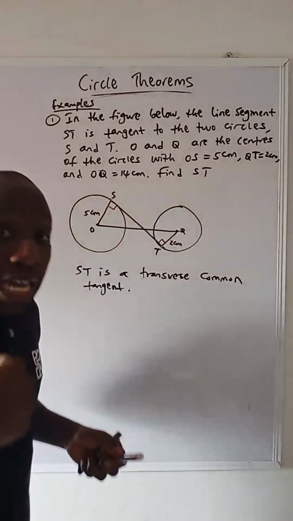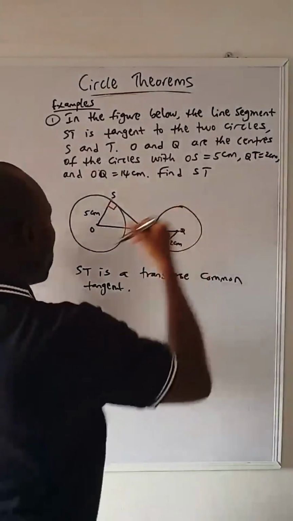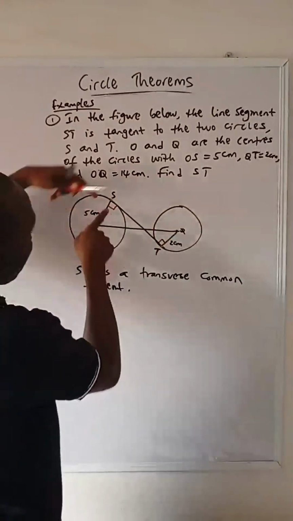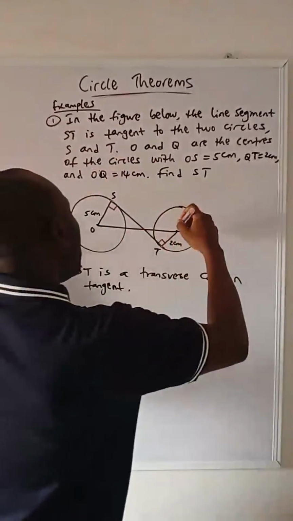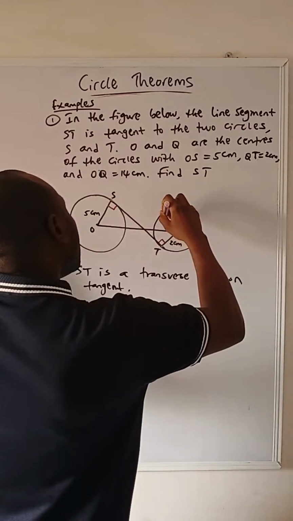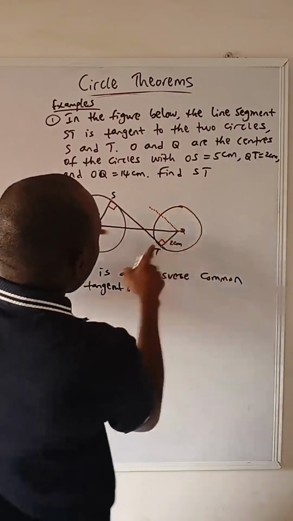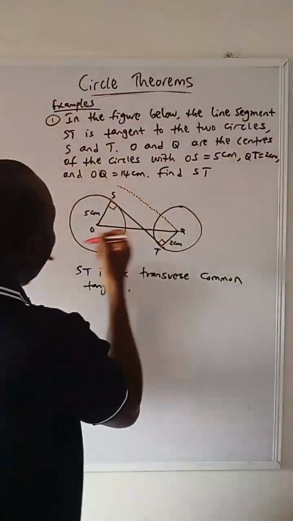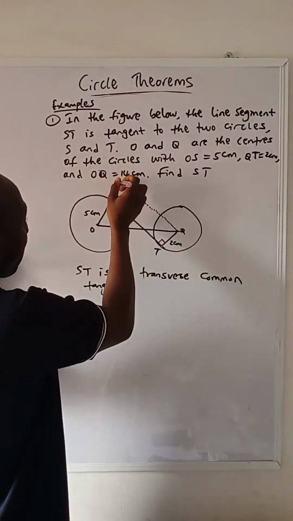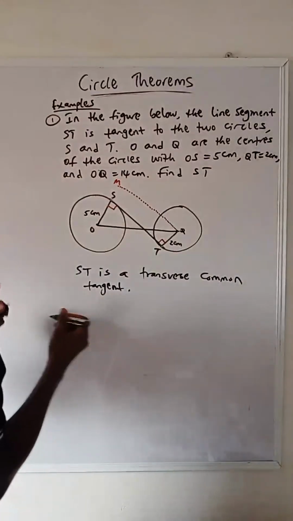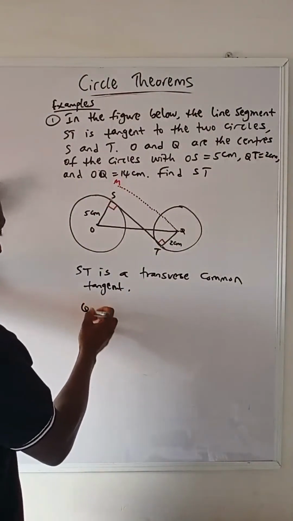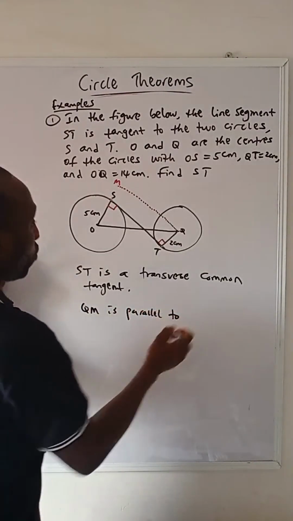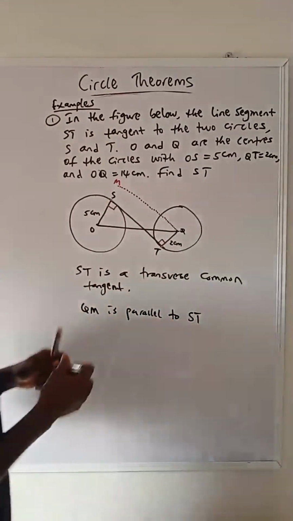How about we extend? If I want to construct this now, because I'm trying to get ST, I can do a construction like this. Watch this now. I'm going to draw a line that will be parallel to ST. Let's call this one M. So what I've just done is that QM is parallel to ST.